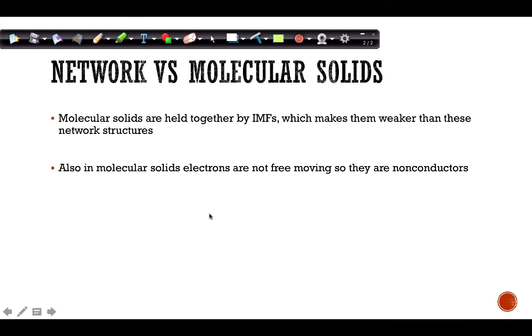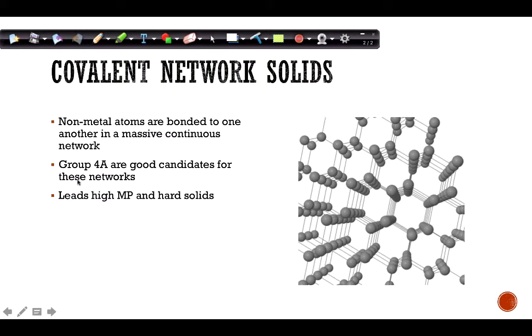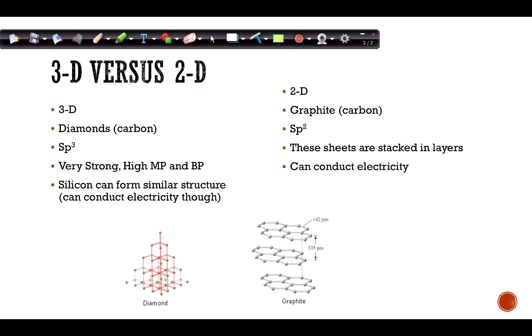Some covalent compounds actually create something called a network. This happens when we have atoms that just bond together and they just make this one huge structure. Group 4A atoms are very good for this. So carbon, silicon, these elements can lead to these structures. And because they're this huge network, it actually leads to high melting points and very hard solids. So these network structures actually create a lot more strength.